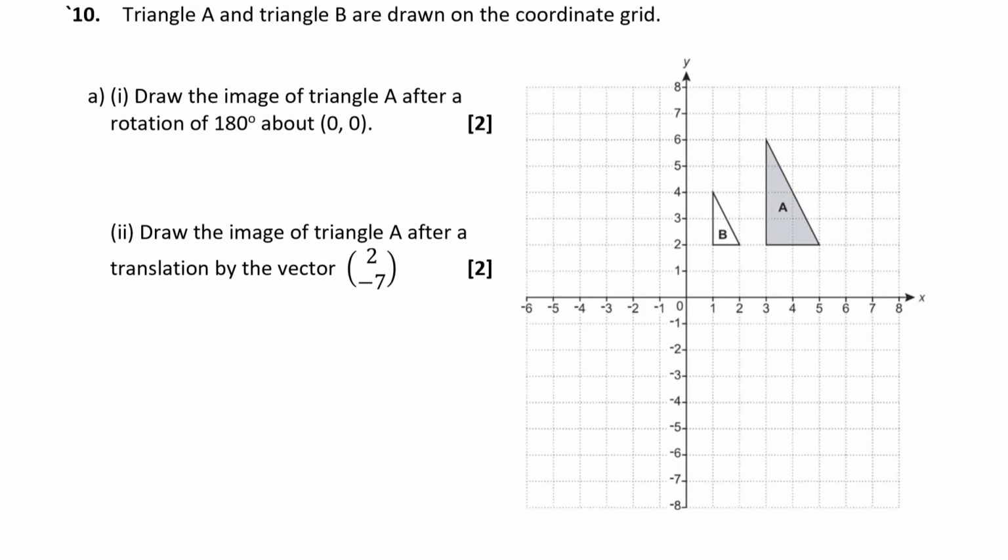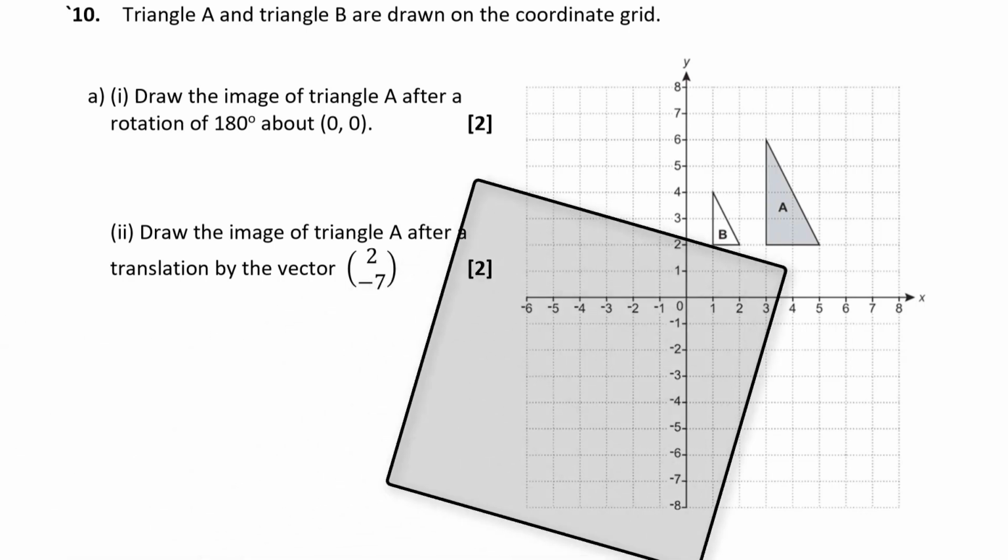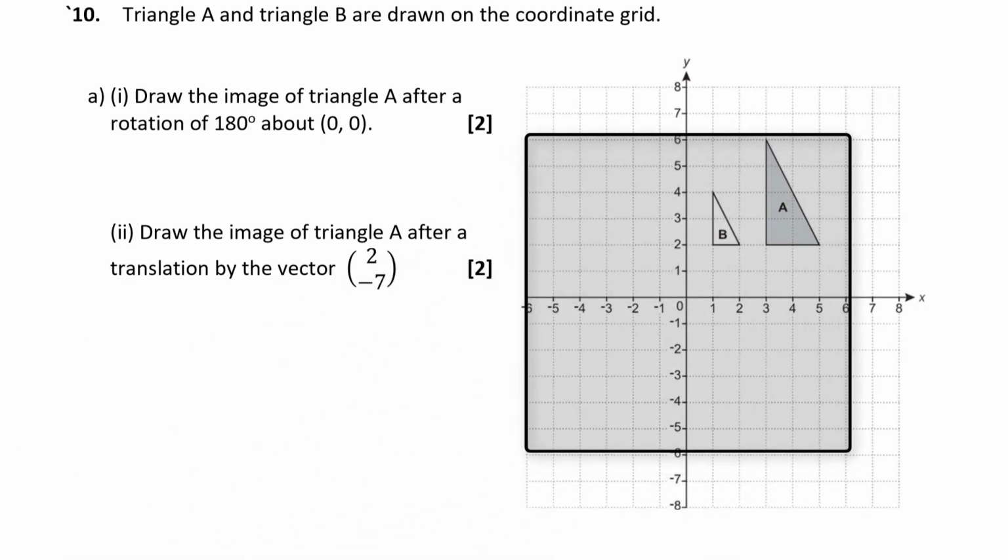Triangle A and triangle B are drawn on the coordinate grid. Part A says, draw the image of triangle A after a rotation of 180 degrees about the point 0, 0. So one way of doing this, if you're not very good at rotations, would be to go and ask the invigilator for a sheet of tracing paper. Lay that over the top of your diagram.